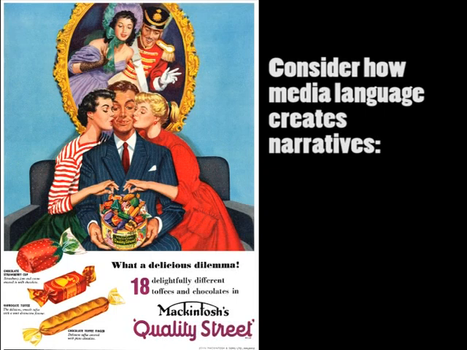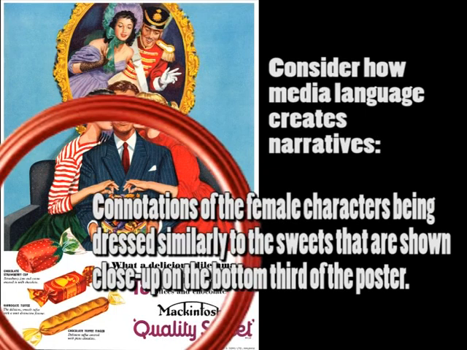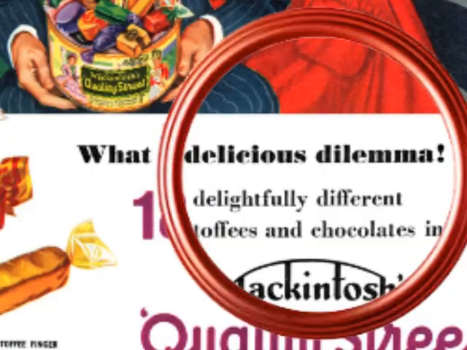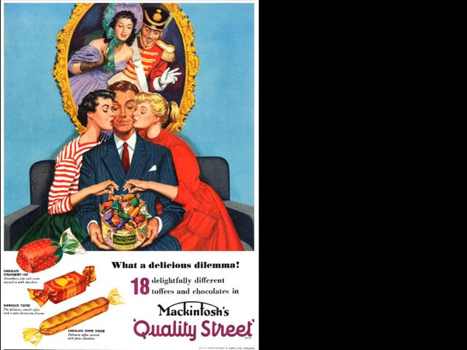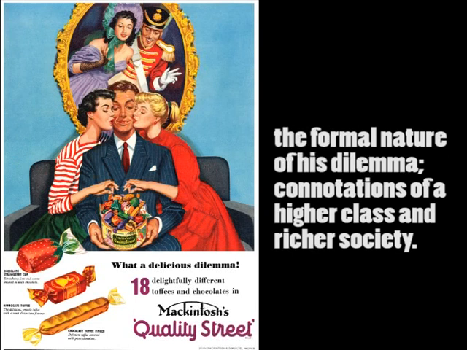Consider how media language creates narratives. Connotations of the female characters being dressed similarly to the sweets that are shown close up on the bottom third of the poster. Inference of a dilemma can be investigated on two levels. 1. That the male hero is choosing between two damsels in distress, which links to props theory. 2. Female characters choosing the chocolate, see representation section for discussion on female stereotyping. Costume and dress of the male character indicating the formal nature of his dilemma, connotations of a higher class and richer society.